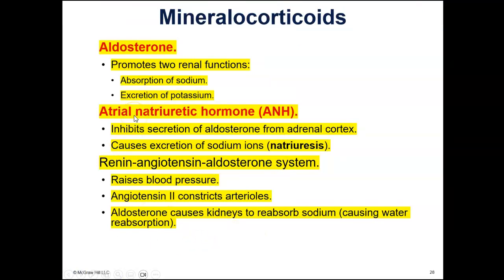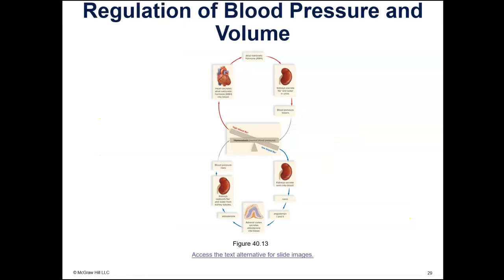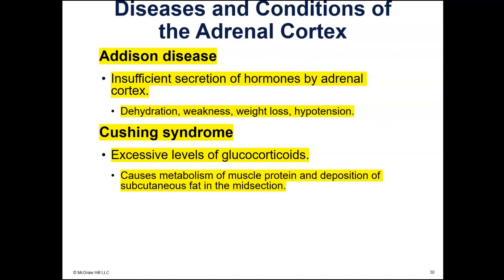But ANH, atrial natriuretic hormone, is going to be opposite. It's going to cause us to lose sodium ions when we urinate. So we're going to excrete them with our urine, and water is going to follow. So we will lose water whenever ANH is released, and that will cause our blood pressure to lower.